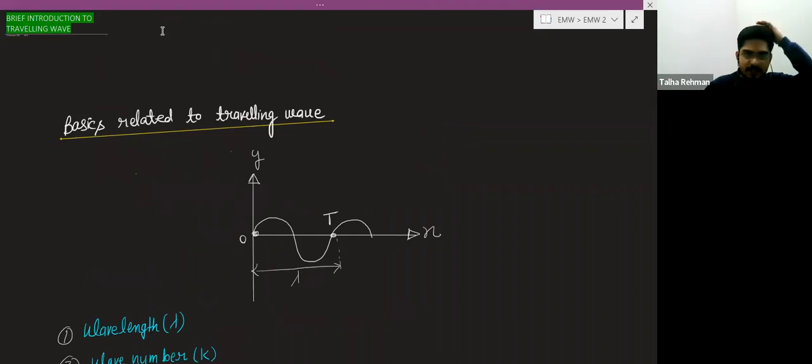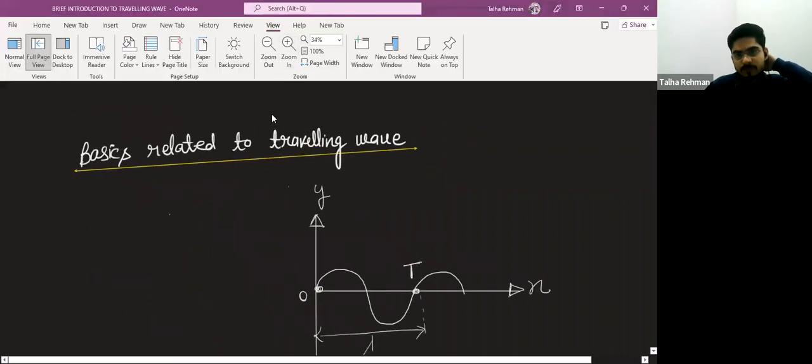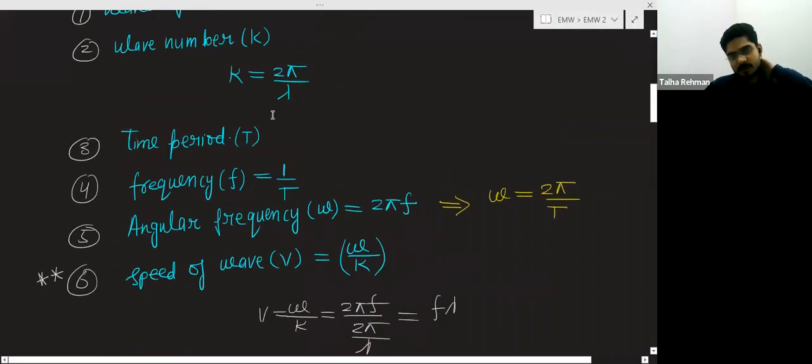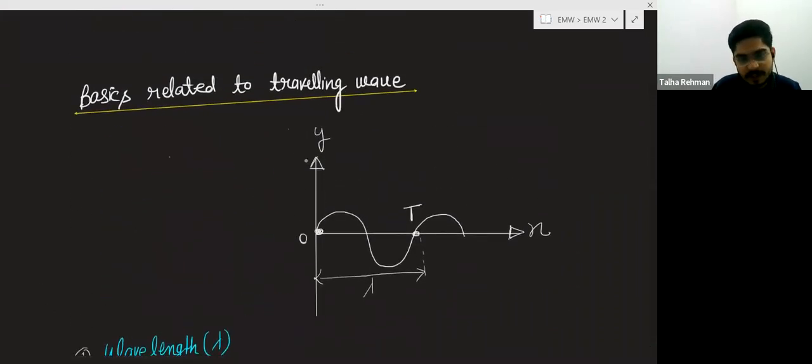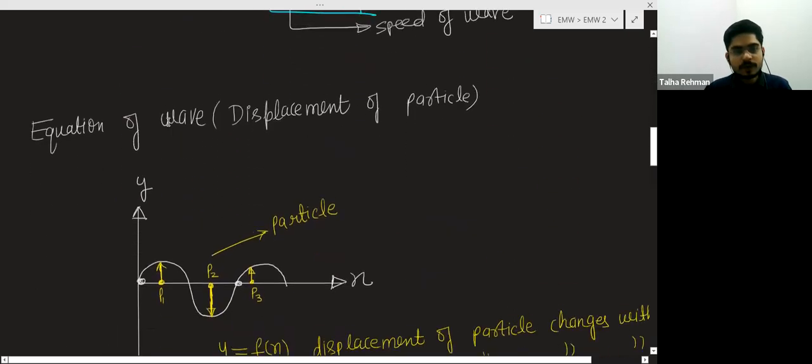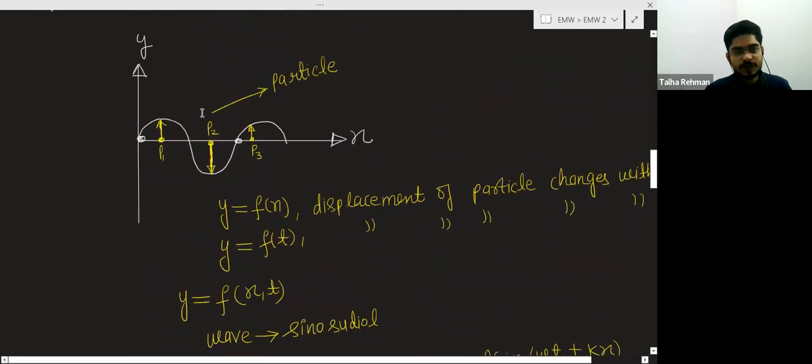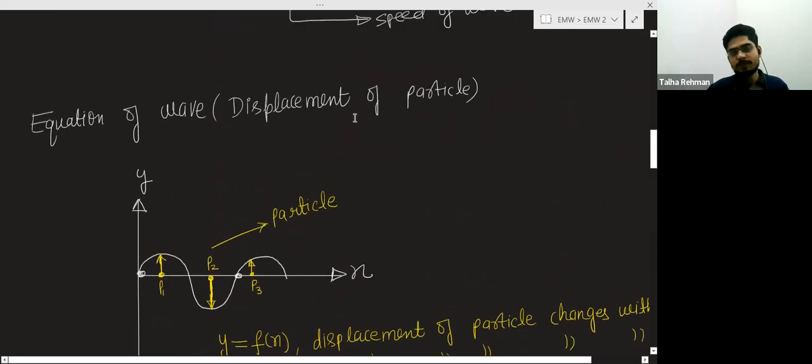Now we will discuss the equation of the wave. Basically, the equation of the wave will be the displacement of the particles in the wave.